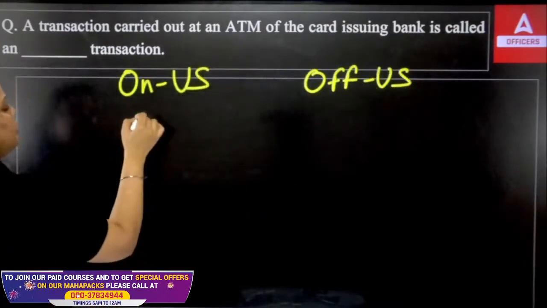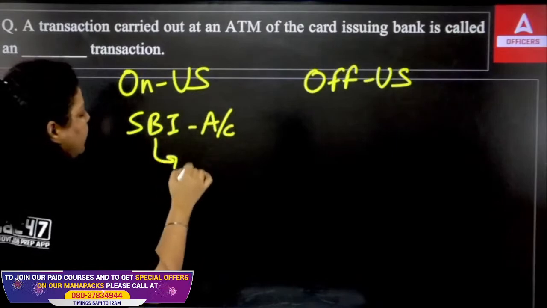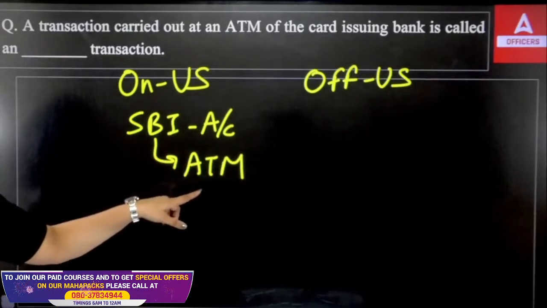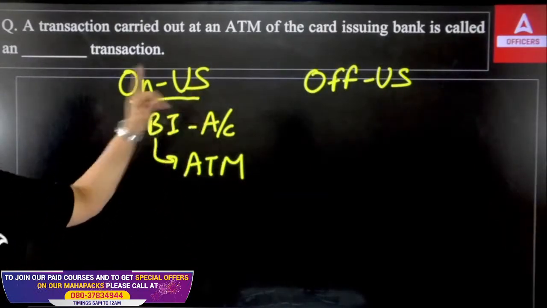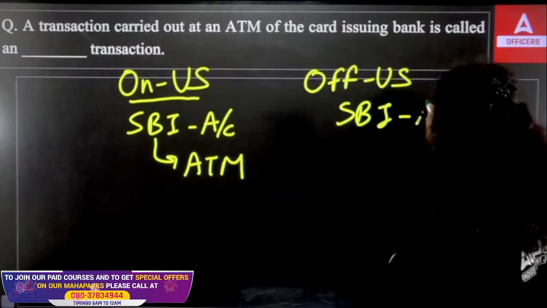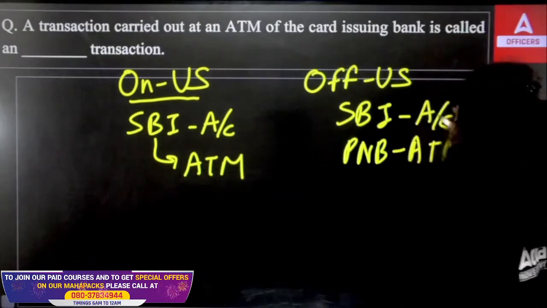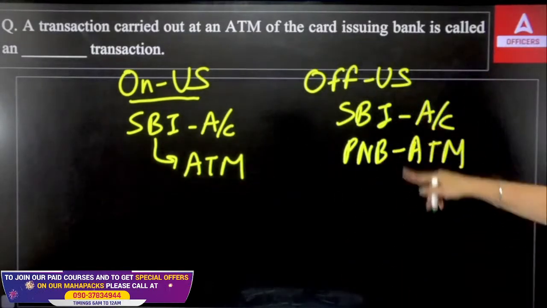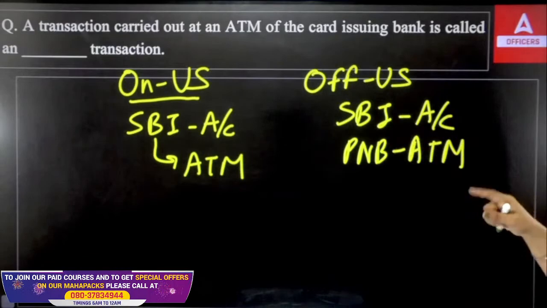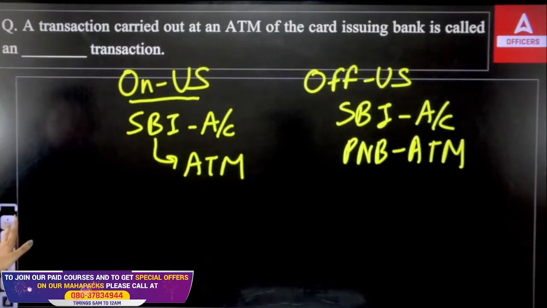On us transaction means, let's say you have an account in SBI and you have an ATM card of SBI. So when you have an account of SBI and you are using the ATM of SBI only to withdraw the money, that is known as an on us transaction. But if you have an account of SBI but you are using Punjab National Bank's ATM to withdraw the money, that is known as an off us transaction. So on us means you are withdrawing the money from the same bank's ATM, and in off us you are taking withdrawal from a different bank's ATM.